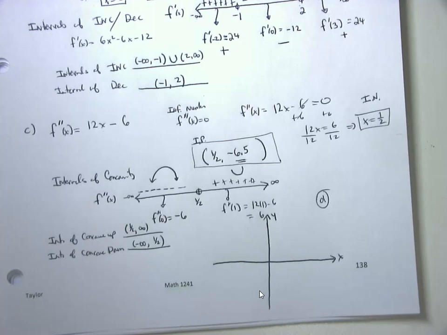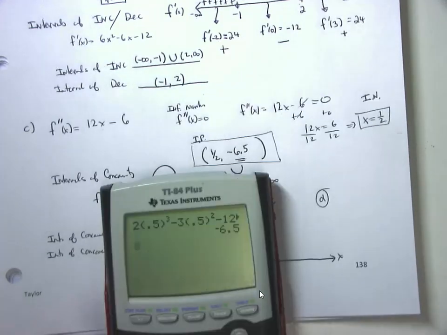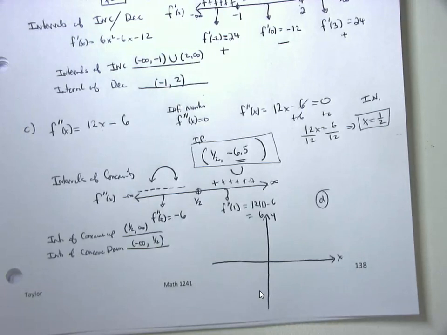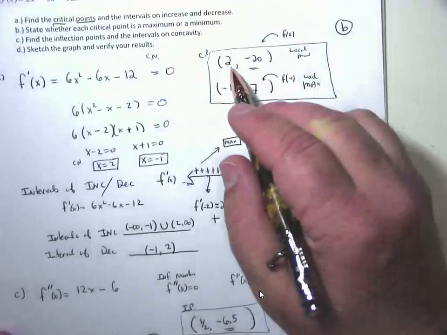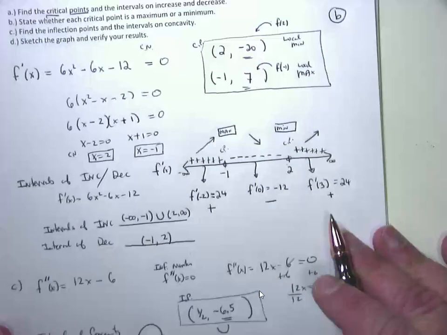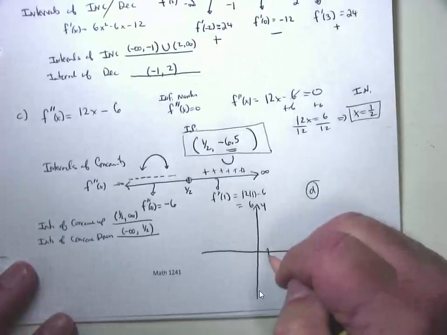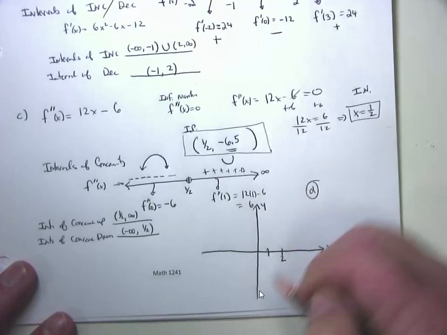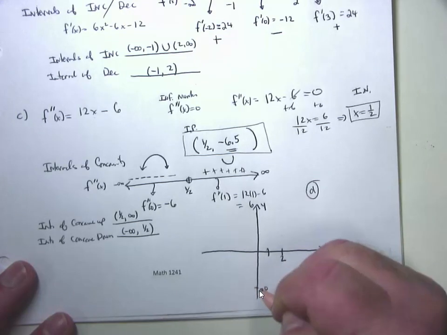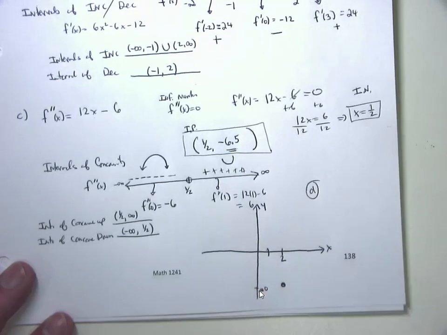Again, if I wanted more elaborate, I would just stick the darn thing on the calculator and graph it and declare victory here. We're trying to graph it through analyzing the first and second derivative. So I'm going to plot the critical points. And they're general points. 2, negative 20. So here's 1, here's 2. Negative 20, I'll declare it to be down here. And I'll put a point right there.